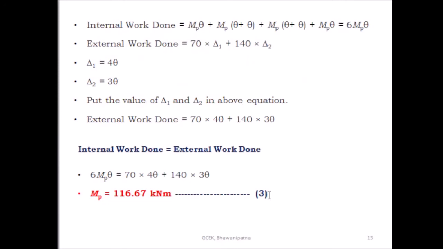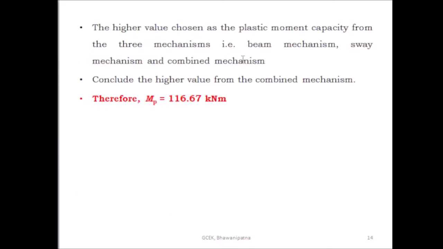So here you got the plastic moment from the beam mechanism, from the sway mechanism and from the combined mechanism. So here you have to consider the higher value from the three mechanisms, that is beam mechanism, sway mechanism and combined mechanism, and this is the plastic moment capacity of the portal frame. So the plastic moment is equal to 116.67 kilonewton meter.